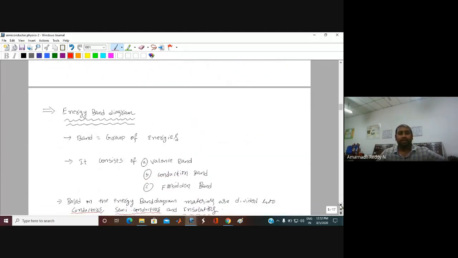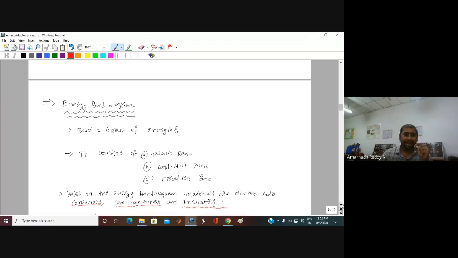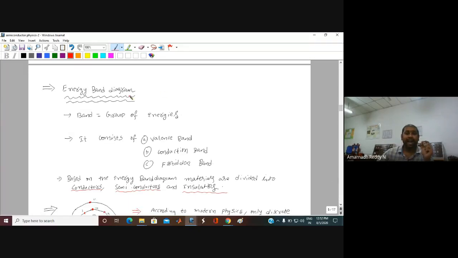Then energy band diagram. See, that's what I told. What is energy band diagram? Every time we used to say energy band. What is a band? Band is nothing but a group of energies. Band is nothing but a group of energies.